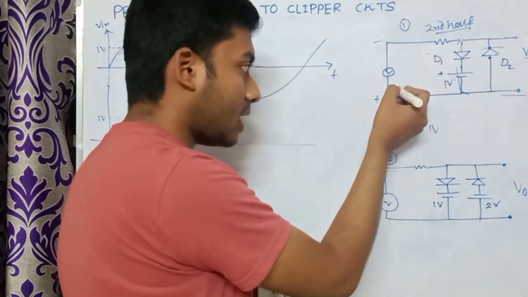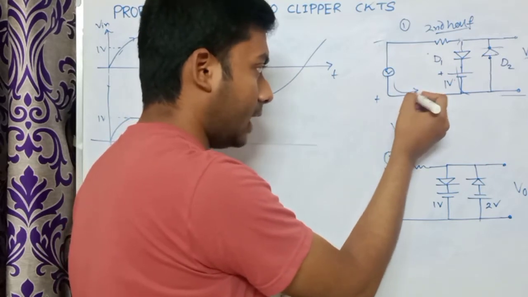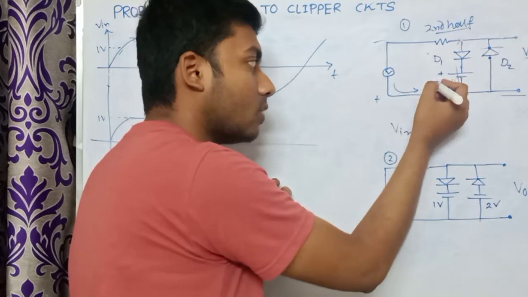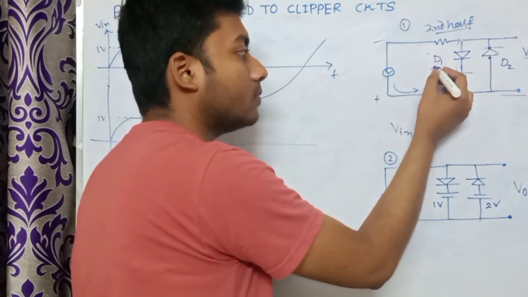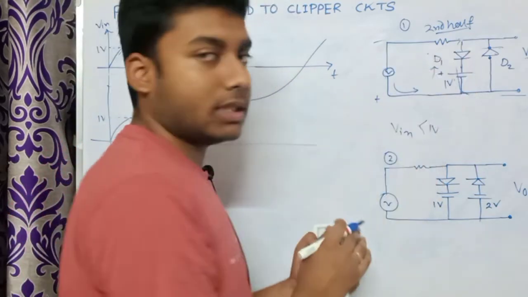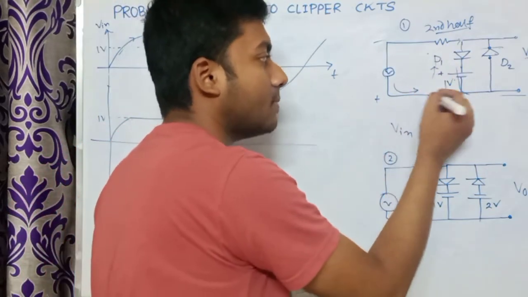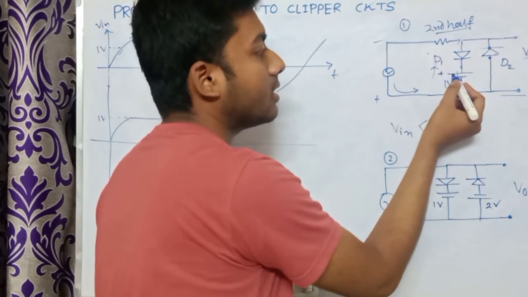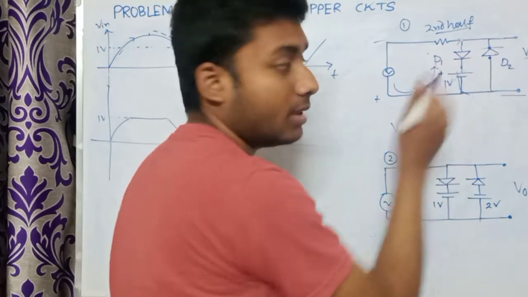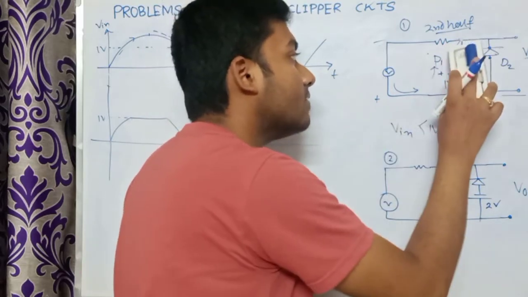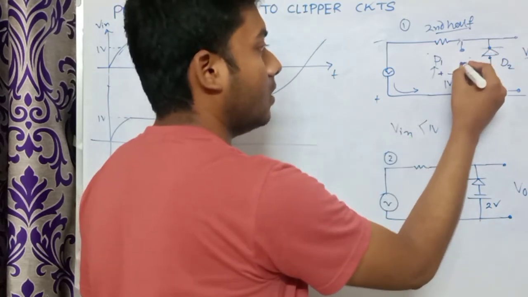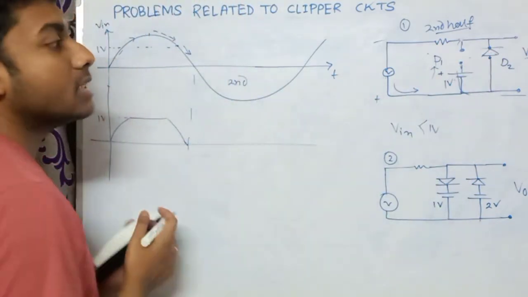Now you can see that this voltage source is trying to move the current in this direction, and this battery is also trying to trigger the current in this direction. That means these two directions are the same, and you can see there it is the plus terminal at the N terminal of this diode. That means it will be in reverse bias all over the second half cycle.